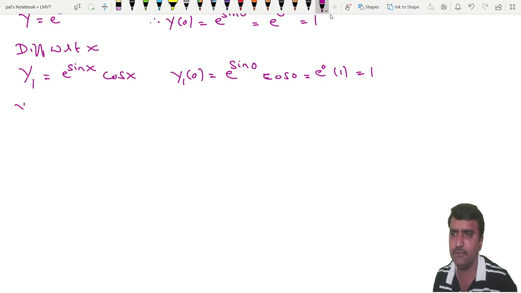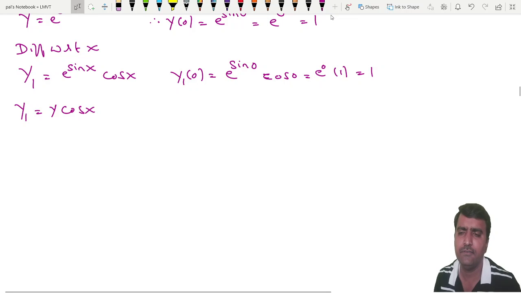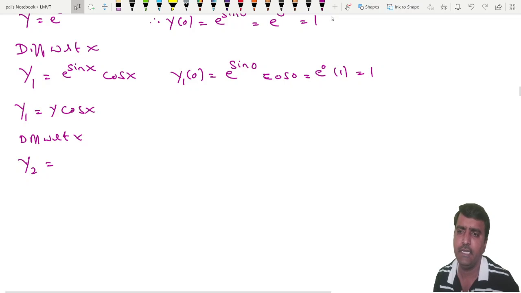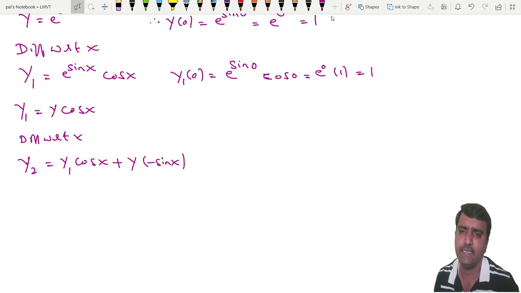That is, y1 is equal to, you see e to the power of sin x means that is y into cos x. So y1 is equal to y into cos x. Okay, now you differentiate this with respect to x. Differentiation of y1 is y2. y2 is equal to, differentiation of y is y1 into cos x as it is, plus keep y as it is, differentiation of cos x is minus sin x. So that is y2 is equal to y1 cos x minus y sin x.